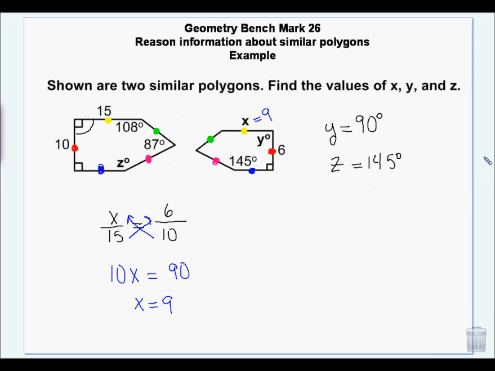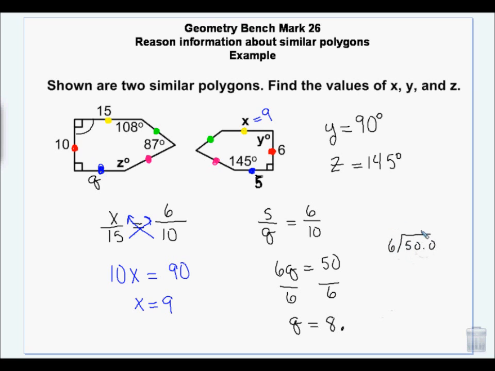Let's just do another one. Let's say hypothetically we knew that this side here was 5. And we want to find, that looks like an S. Okay, let's say we want to find this side here and we're just going to call it Q. So I would say that 5 over Q is equal to 6 over 10, because I still have 6 and 10, right? So 6Q would equal 50. Then divide by 6. Well, shoot. Okay, so it's going to continue. So 8.3.